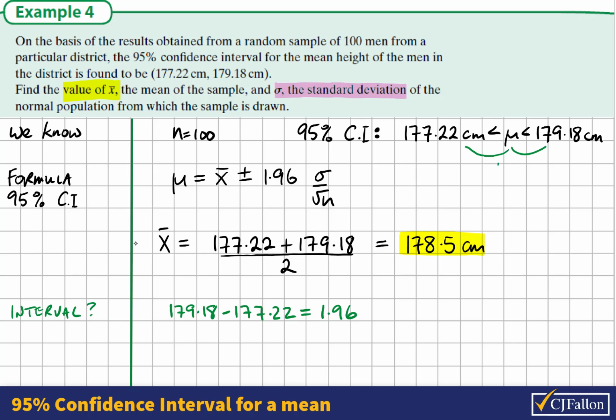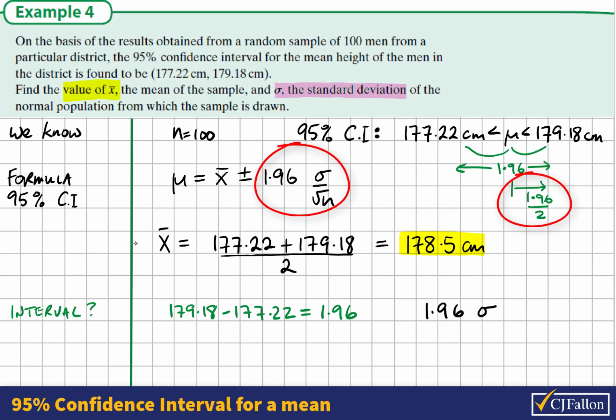What we're interested in is actually half of this gap. So if 1.96 is the whole interval, what we've plus or minus to get this interval would be half of 1.96. So one side of this interval would be equal to 1.96 divided by 2. We see from the formula that this must be equal to 1.96 sigma over root n.